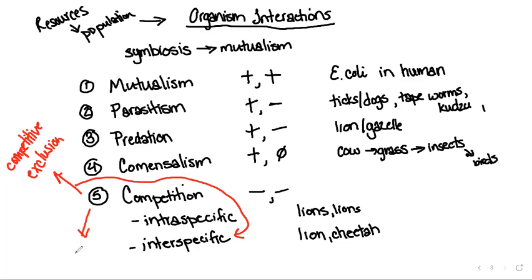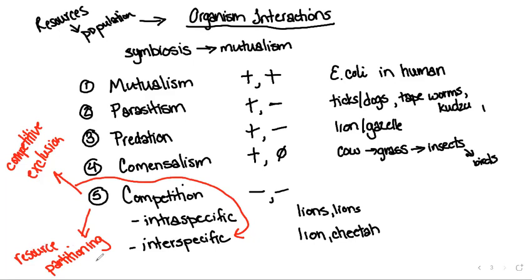The other thing that could happen in competition is what we know as resource partitioning. And what happens here is, in some way, shape, or form, the resources get separated or divided between the various competitors. This one tends to be more associated with intraspecific, but it has been seen in interspecific as well.